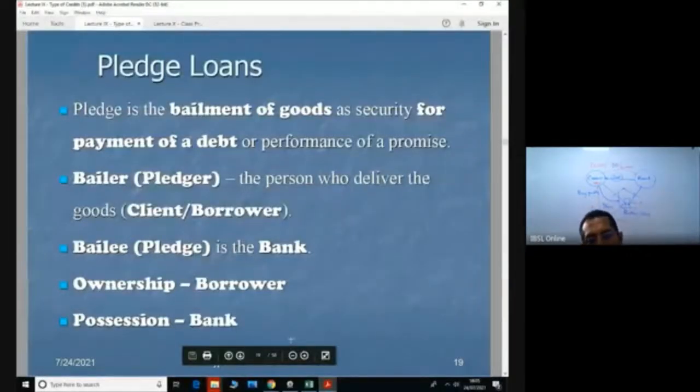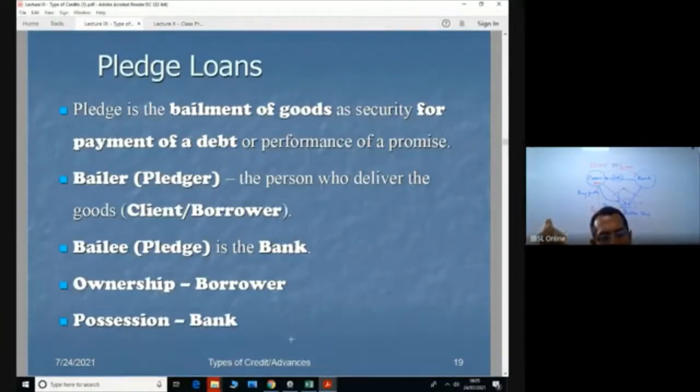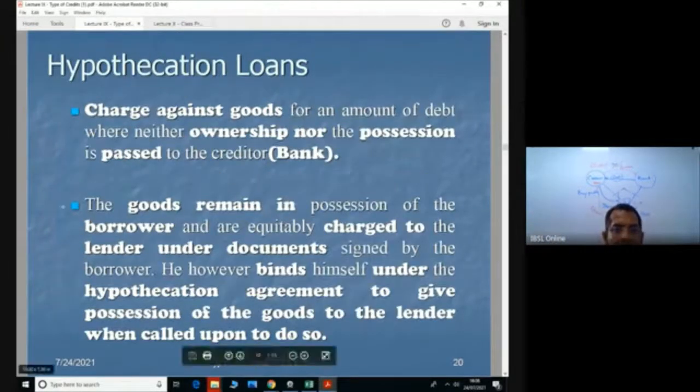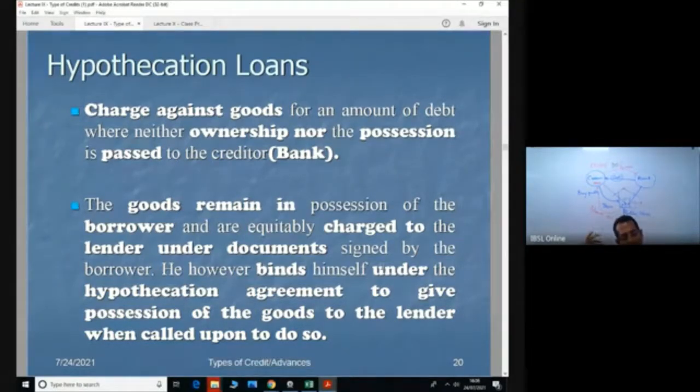This is the bailor, the pledger, the borrower who is giving the goods to our custody. The bailee is the bank. Ownership is with the borrower. Possession is with the bank. Then there is the hypothecation loan. These kinds of facilities nowadays we don't do due to documentation problems.